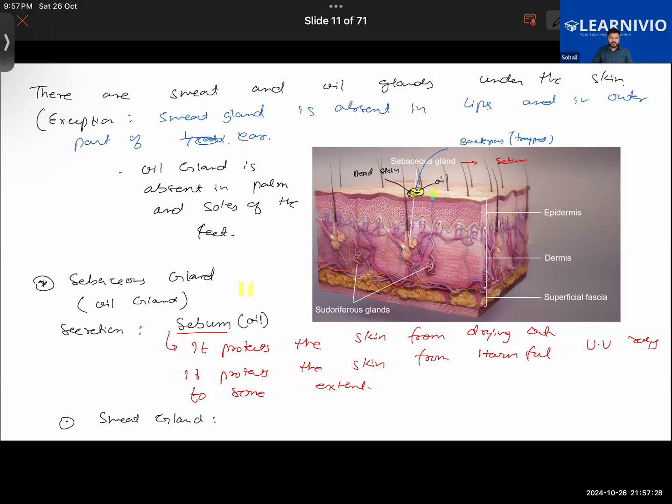Can you repeat? We humans are cold-blooded or warm-blooded animals? Warm-blooded. Warm-blooded. And what's the speciality of the warm-blooded animals?